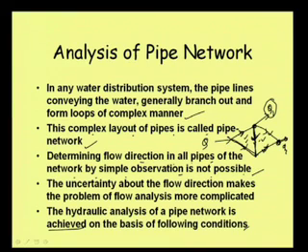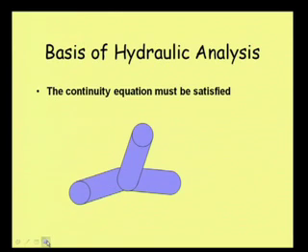This hydraulic analysis is achieved on the basis of the following conditions. Okay, what are those conditions? The basis of hydraulic analysis, the first condition, is that the continuity equation must be satisfied. The continuity equation must be satisfied at every node. Say this is a junction point. Node means, let me call this a junction, a junction point.